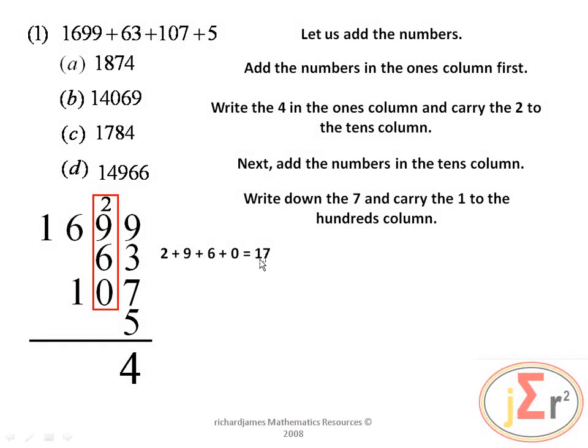Now this number that we have here, 17, it looks like 7 ones and 1 ten. However, don't forget that we are adding the numbers in the tens column. So this 7 right here means 7 tens. So this one is actually 100. So this one is going to be carried to the hundreds column.